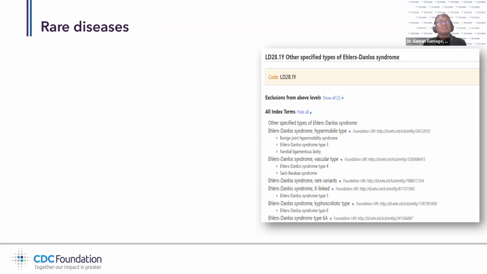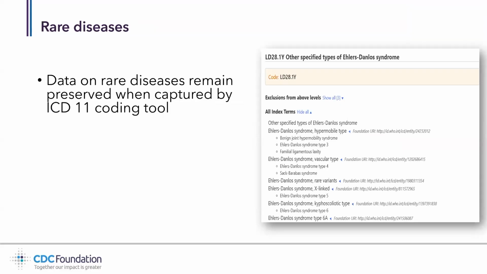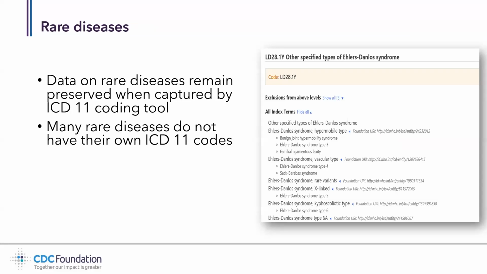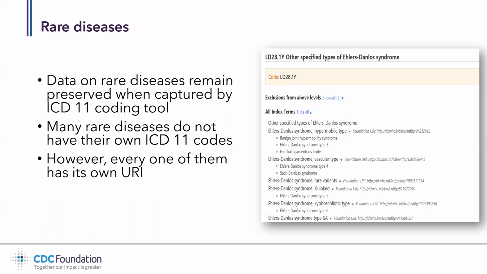Rare diseases. Data on rare diseases remain preserved when captured by the ICD-11 coding tool. Many rare diseases do not have their own ICD-11 codes. However, every one of them has its own URI.